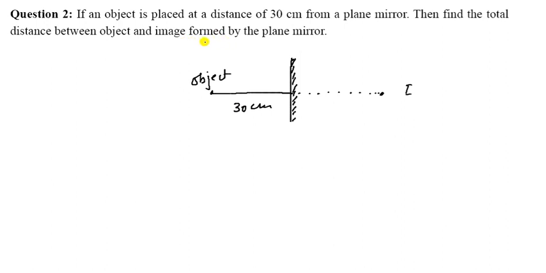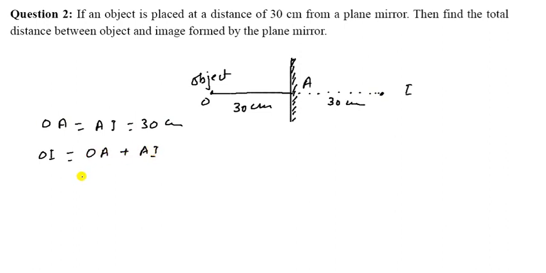So what is the distance between the object and the image? The image is formed here, and it is also 30 centimeters. So it is O, and it is A, and it is I. As you know, OA is equal to AI, and that is 30 centimeters. So what is the distance OI? OI is always equal to OA plus AI. So that is 30 plus 30. So it becomes 60 centimeters. So that is your answer. So you can do very well.